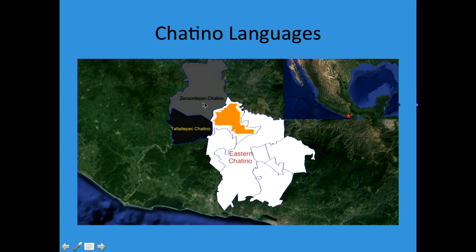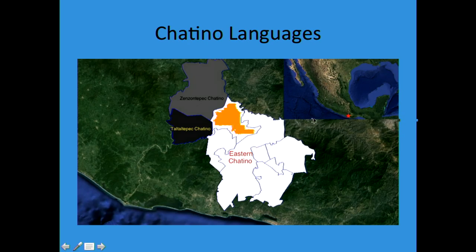I forgot to say that Zenzontepec is a large region, and if you speak this language, you're able to travel to all these communities and communicate with everyone. It's spoken in about 20 communities, while Tataltepec is only in one community. Now if we go to the Wadi area, this is what we call Eastern Chatino. It's very interesting because the communities are very close to each other, and about 18 communities speak this language, with 15 varieties. So every village has its own way of saying the same word. We're going to focus on the orange section.